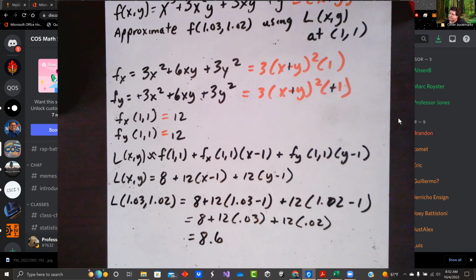What is the actual value there? Let's find out.